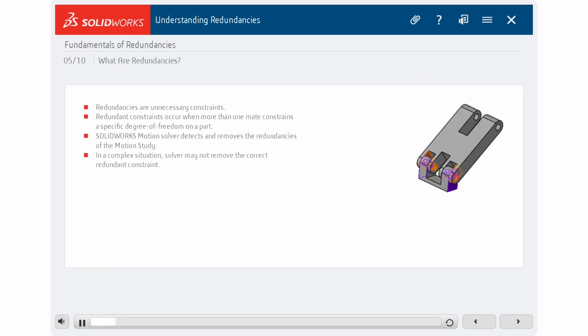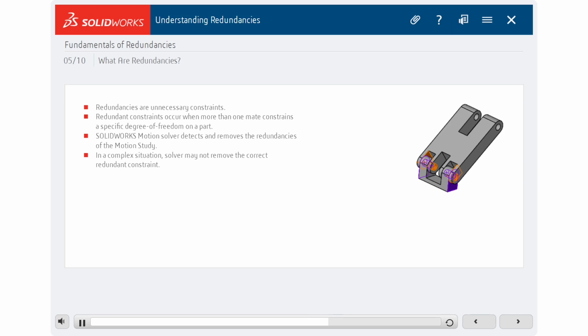Redundancies are unnecessary constraints. Redundant constraints occur when more than one mate constrains a specific degree of freedom on a part. When we solve a system having redundant constraints in SolidWorks Motion, the solver will automatically remove the redundant constraint. However, in complex situations, it may not remove the correct one for the mechanism, affecting the original design.